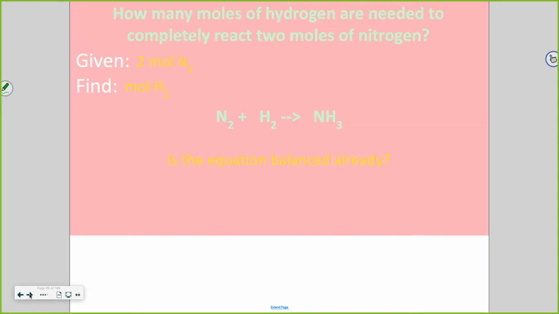Here it is again in your notes. Is this equation balanced? No, so we needed to balance it first, and that's what we did. Then we used our coefficients so that we could plug it in and find our moles of hydrogen. Questions? All righty.